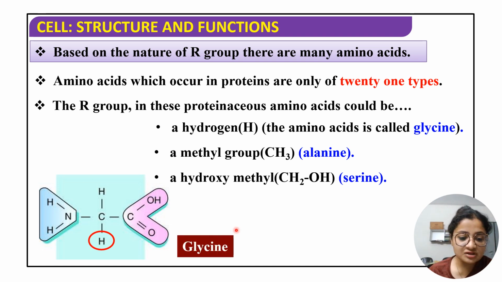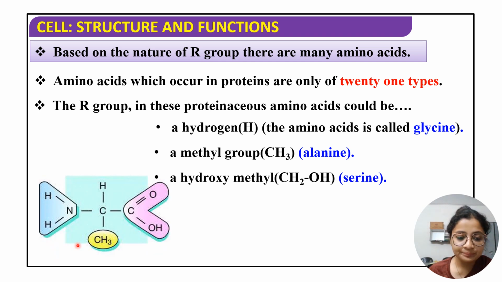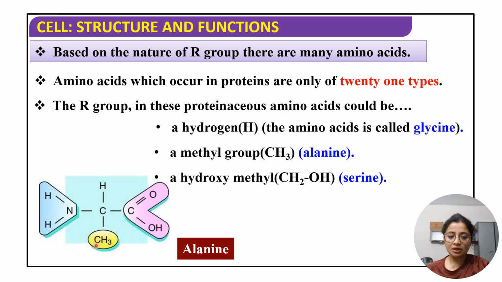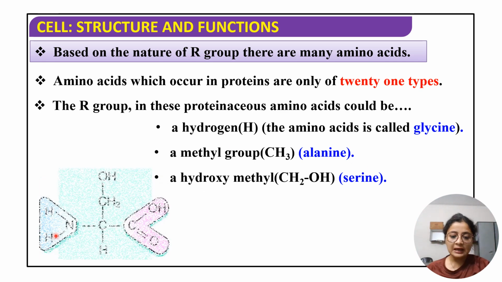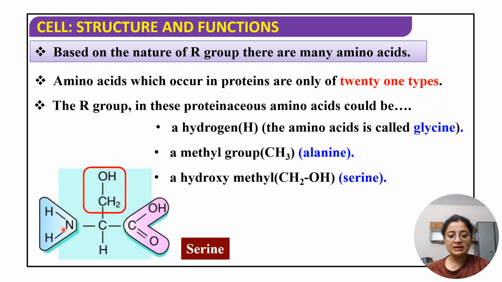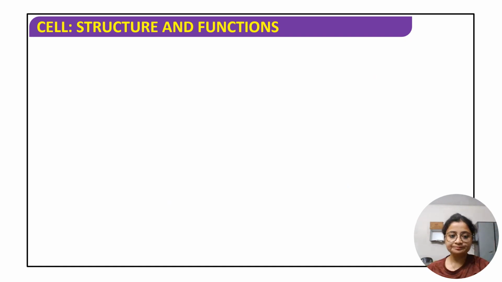तो यहाँ पे देखो कुछ कुछ इमेजेस I have given, so this is the image of glycine where H is the R group, okay. Then we have the image of alanine where methyl group is the R group, just as they have mentioned over here. And then we also have the image of serine where hydroxyl methyl group is the R group, okay.